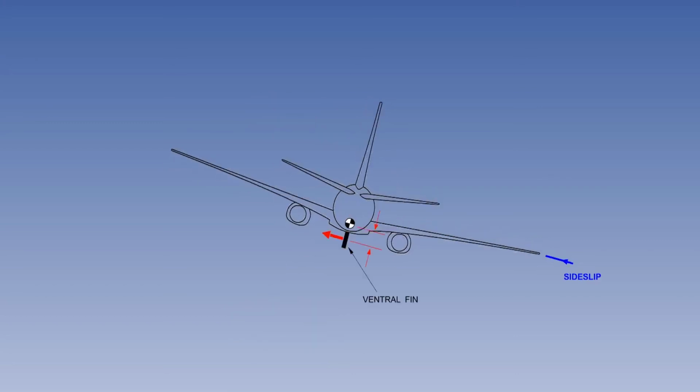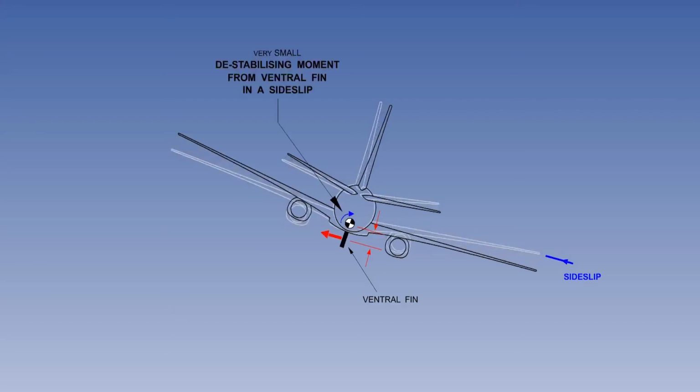The contribution of a ventral fin is very small indeed. As you can see, the aerodynamic force is in the same direction, but is acting below the CG, and is destabilizing. For all practical purposes, any contribution of the ventral fin to lateral stability is insignificant.